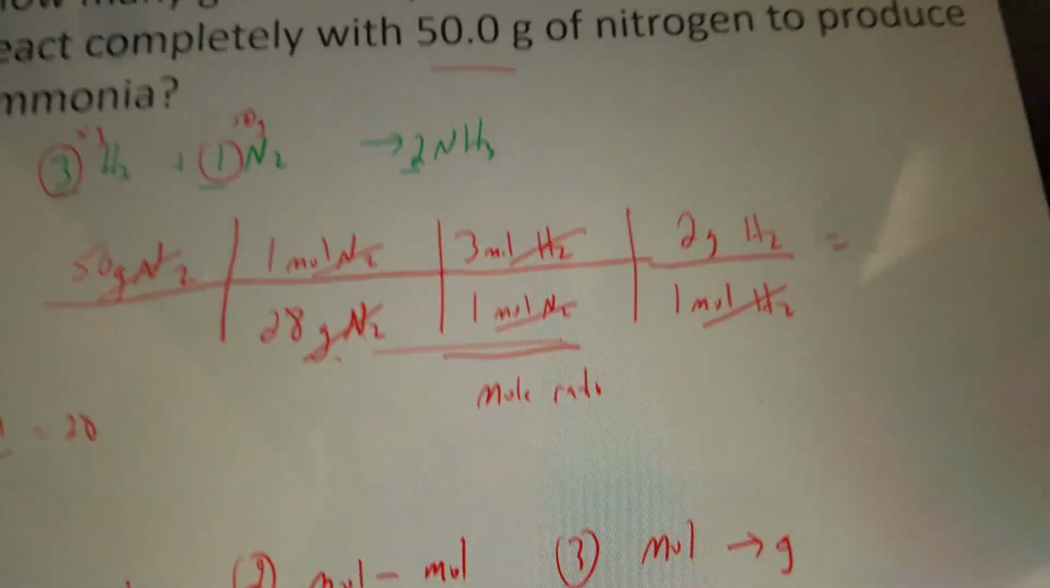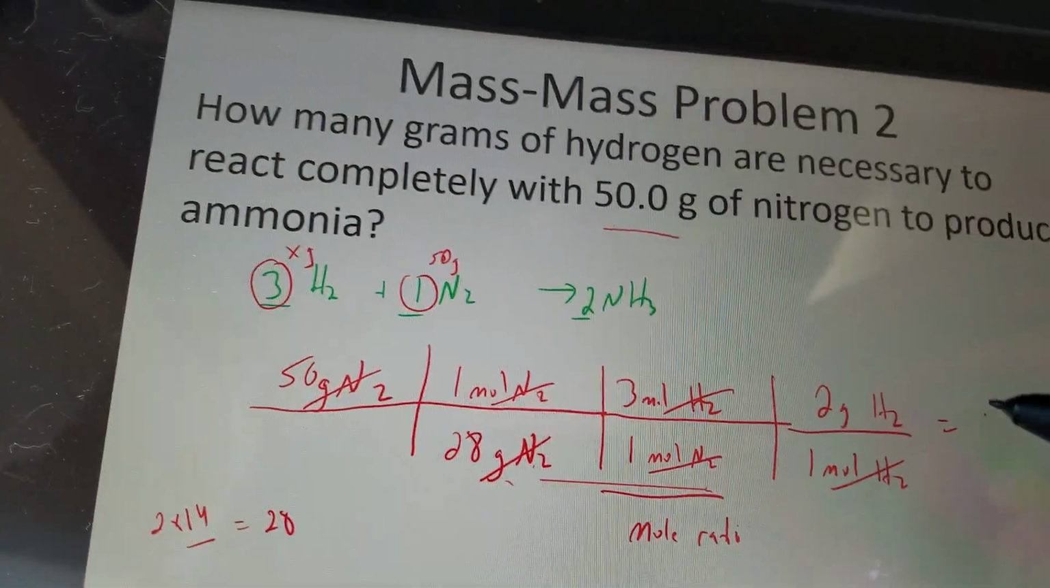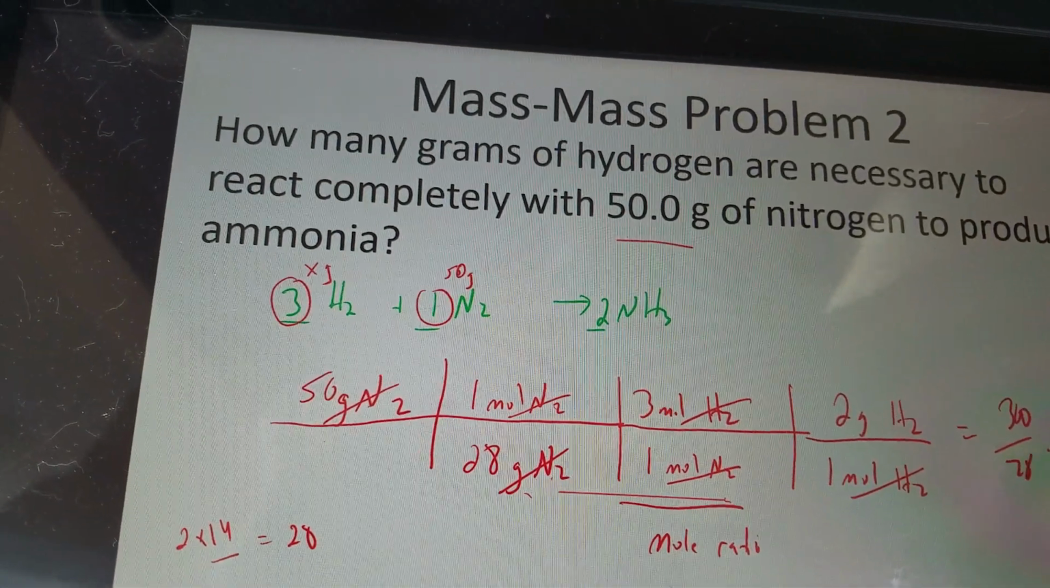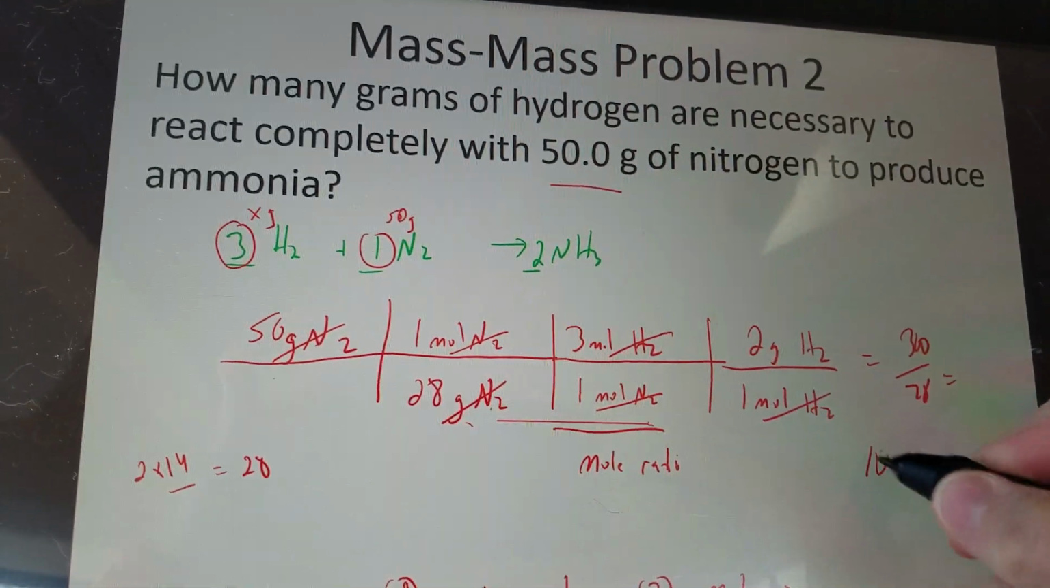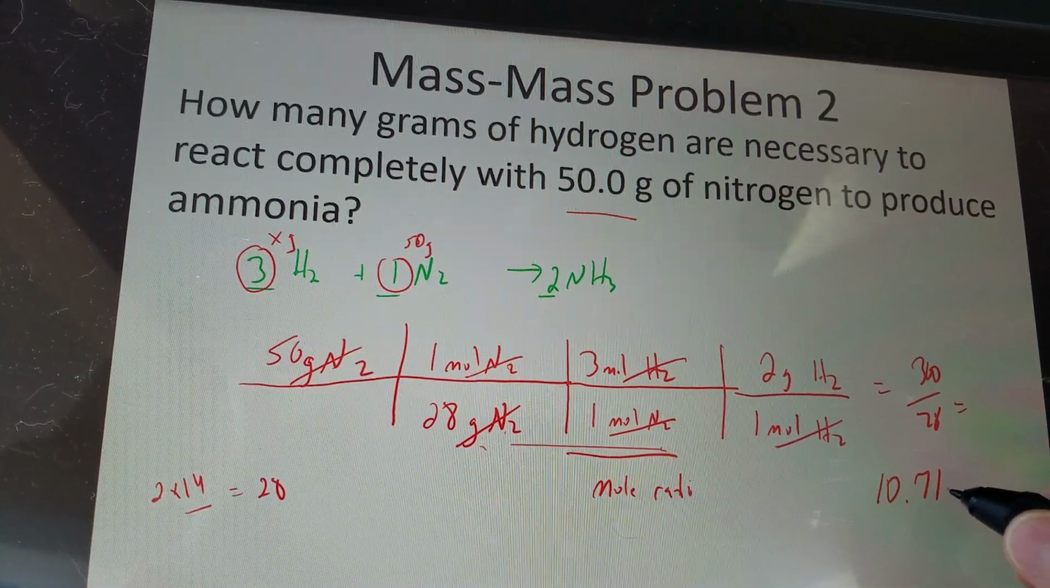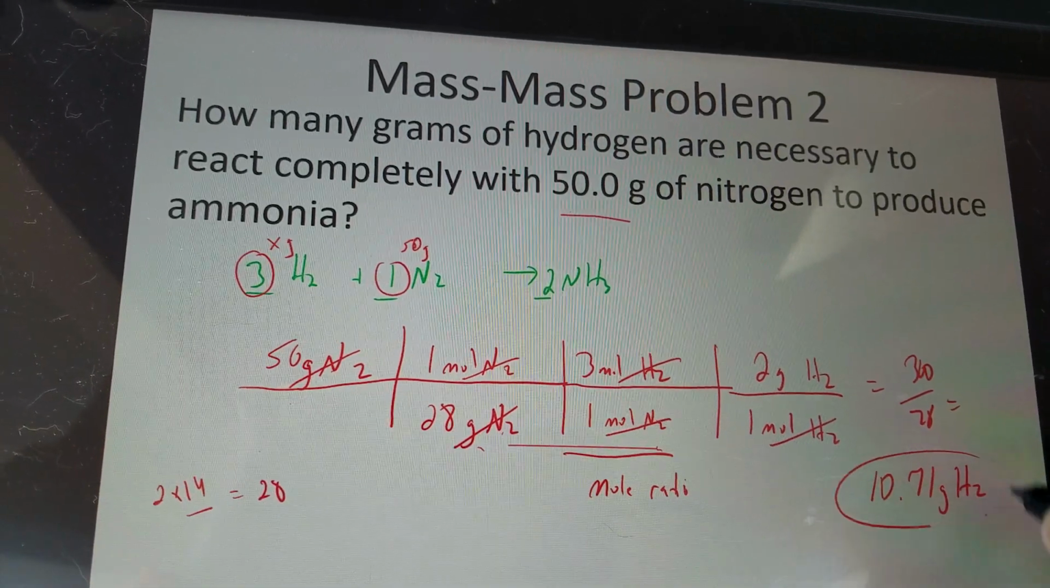All right, just to finish this one out then, because this is going to be 300 on the top, 28 on the bottom, I divide the 300 by the 28, and I would get 10.71 grams of hydrogen.